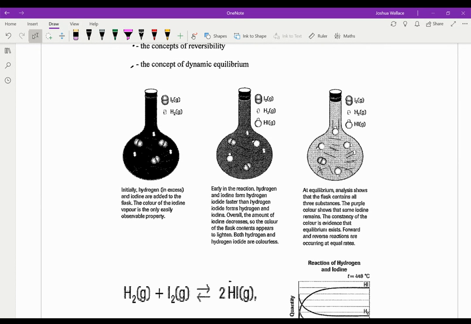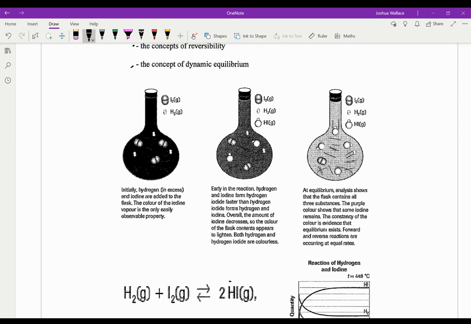So initially, we have hydrogen and we have iodine. Both are in their diatomic states. So we have H2 and I2. Initially, hydrogen, which is in excess, and iodine are added to the flask. The color of the iodine vapor is the only easily observable property. And then early in the reaction, hydrogen and iodine form hydrogen iodide faster than hydrogen iodide forms hydrogen and iodine. Overall, the amount of iodine decreases, so the color of the flask contents appear to lighten. Both hydrogen and hydrogen iodide are colorless.